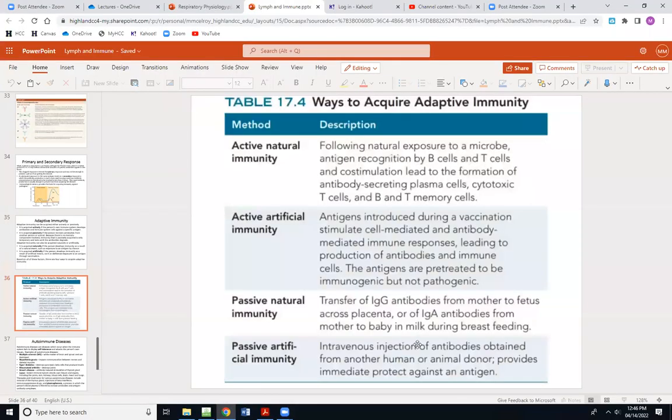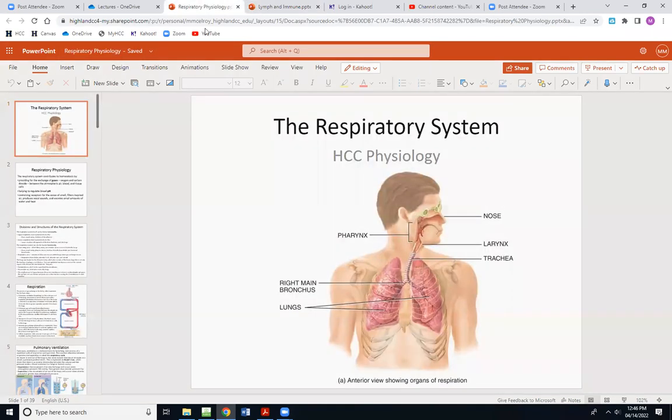Anyway, that's the immune system. Pretty darn complicated, but very amazing, and obviously at the forefront of everything we think about right now, because we're in the middle of a pandemic. So with that said, we are officially done with unit, whatever this is, 5, I think. And we're ready now to move on to unit 6.